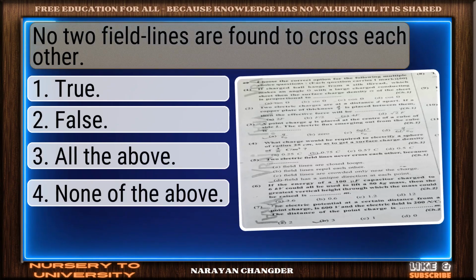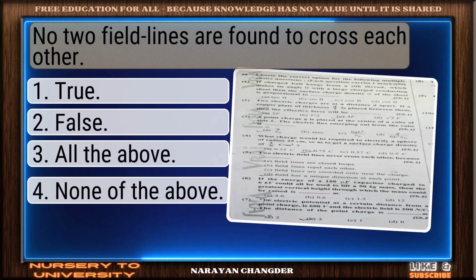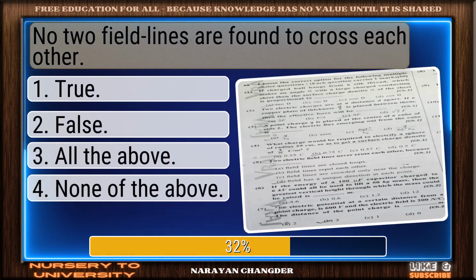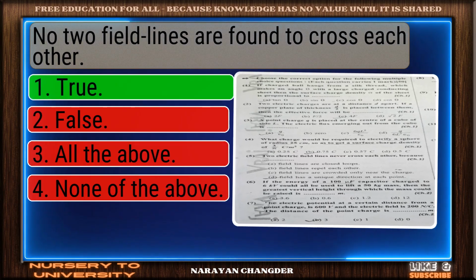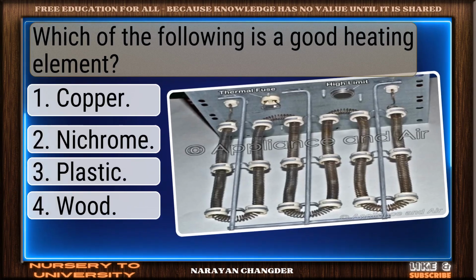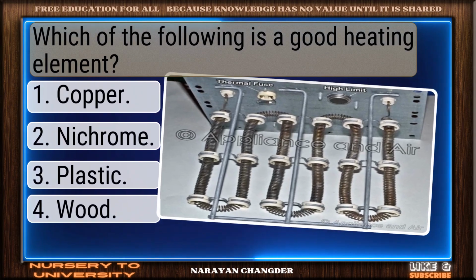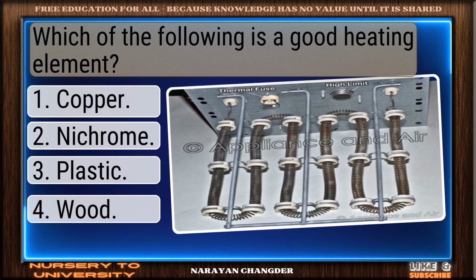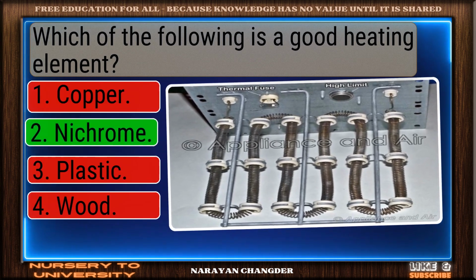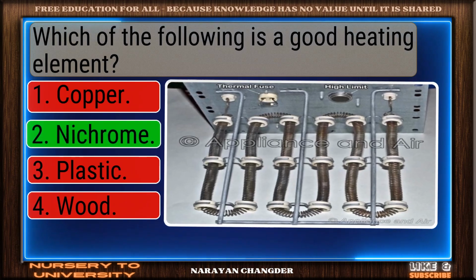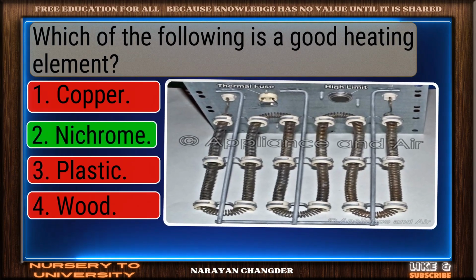Question number 60. No two field lines are found to cross each other. Strong choice. True is the right answer. Question number 61. Which of the following is a good heating element? Excellent. Nichrome is a brilliant choice.